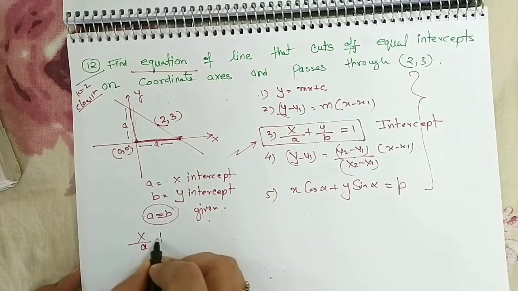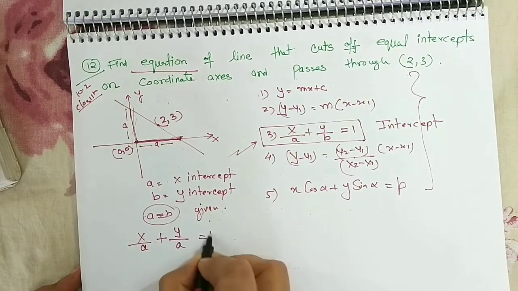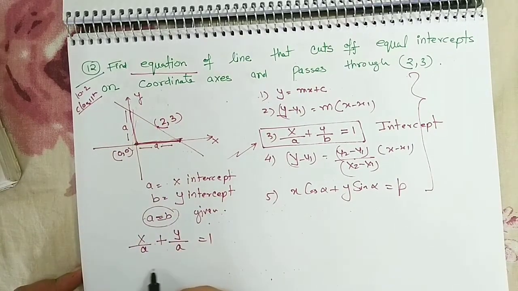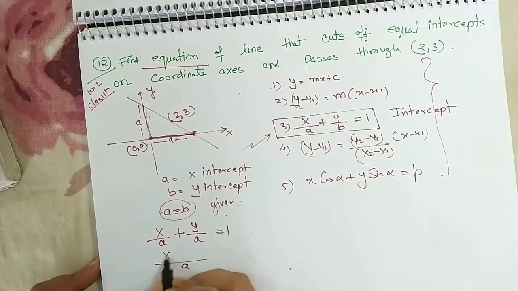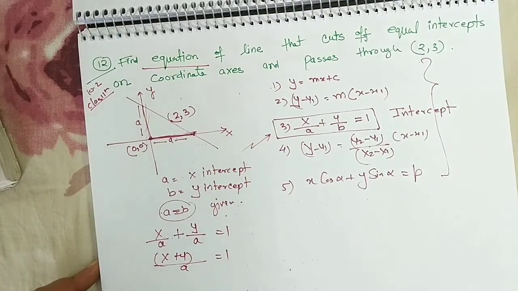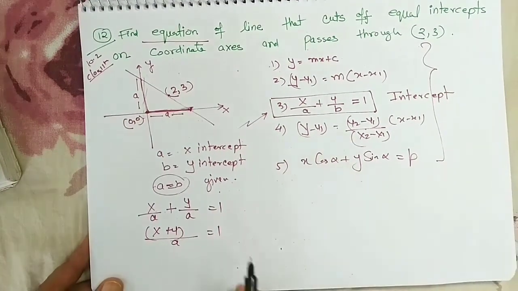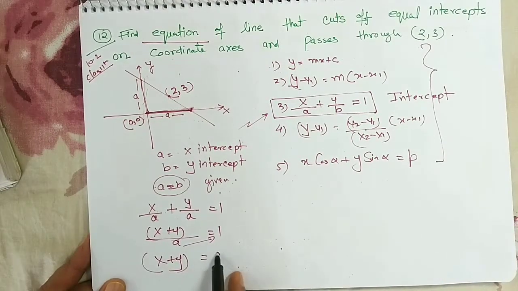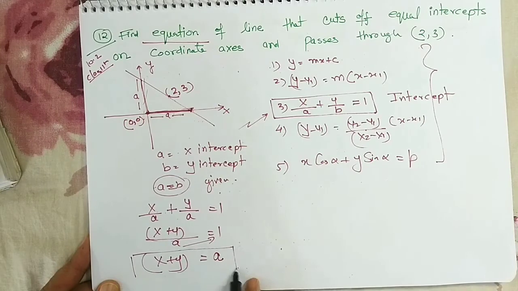So let me try to apply here. I will write x by A plus y by A is equal to 1. This is my equation because both are A only. So can I take A common? So it will be x plus y is equal to 1 by A... correct. Now this A will go there, so it will be x plus y is equal to A. But this can't be my equation because A is still unknown.